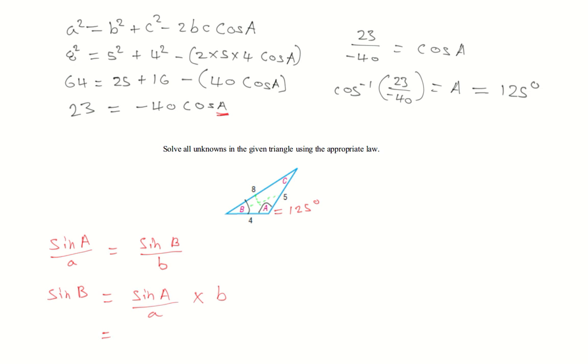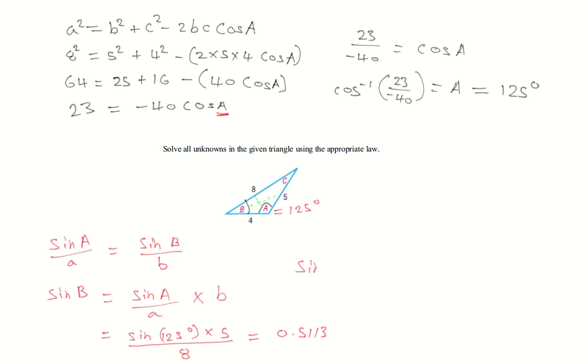Now I just simply plug in my variables. Sine A, that will be sine 125 degrees times 5 divided by the side A, which is 8, and I get an approximate value of 0.5113, and my goal is to find the angle B, so I'm going to sine inverse this number now.